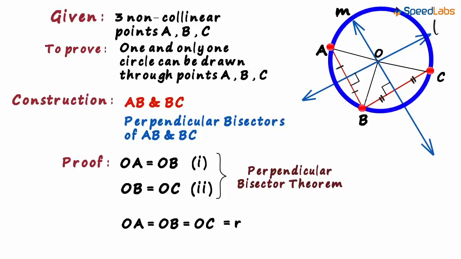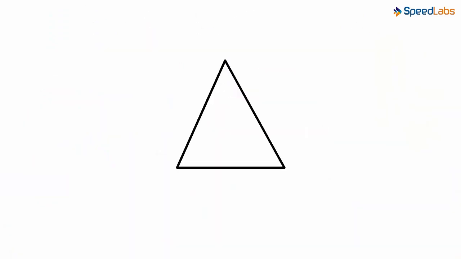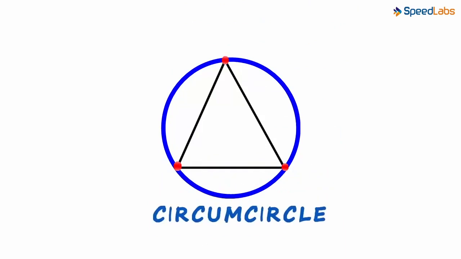There's another tiny little thing we can derive using this theorem. Look at this random triangle. We know that it has 3 vertices. Using the theorem we just learnt, we can say that there will always be just one circle which passes through all its vertices. This circle, which passes through all the vertices, is called the circumcircle of the triangle.